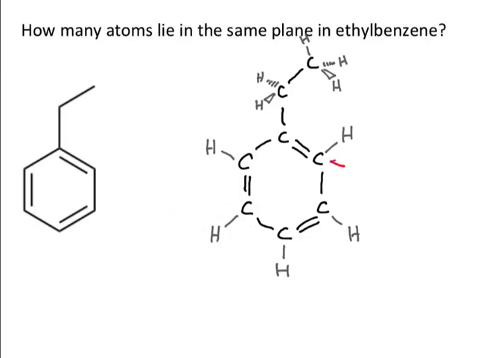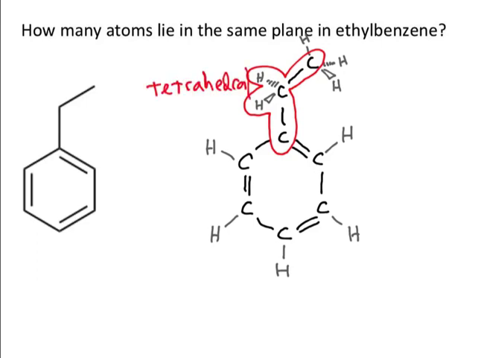For example, this carbon atom here, it has 1, 2, 3 electron groups. That makes it trigonal planar. Okay, now when you go up into the ethyl part of ethylbenzene, up here, now each one of these carbon atoms is bound to 1, 2, 3, 4 other things. So that makes these both tetrahedral. Okay?